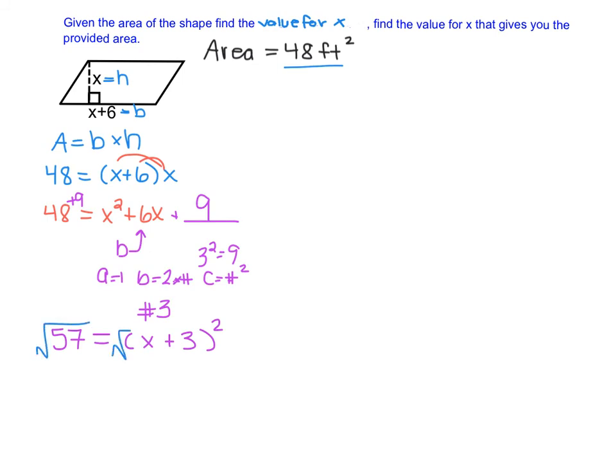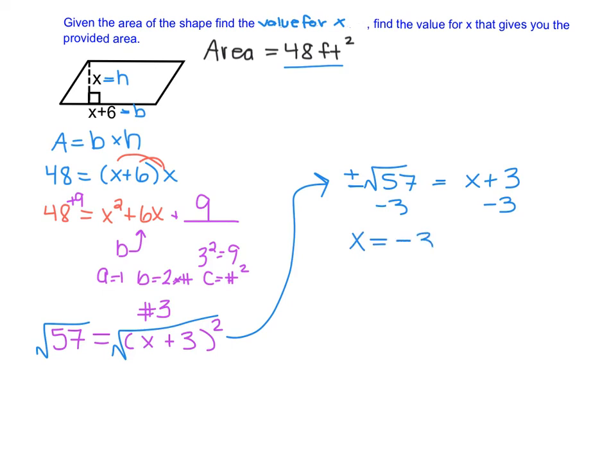So I start by square rooting each side, and in doing so, I end up with plus or minus the square root of 57, because I square rooted a squared on the other side, is equal to x plus 3. So I'm going to subtract 3 from each side, so I have x is equal to minus 3 plus or minus the square root of 57, which to me is kind of confusing to look at.